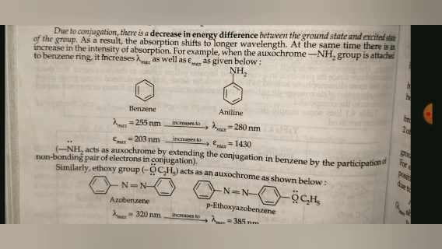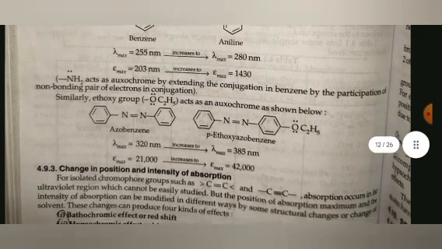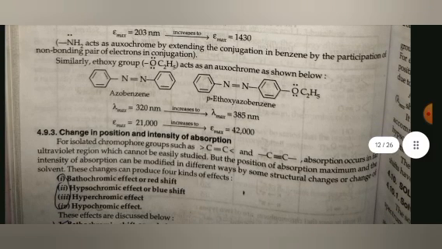For example, when the oxochrome NH2 group is attached to benzene, it increases lambda max as well as epsilon max, as given below. Lambda max equals 255 nanometer and increases to 280 nanometer, whereas epsilon max 203 increases to epsilon max 1430. NH2 acts as an oxochrome by extending the conjugation in benzene through participation of the non-bonding pair of electrons in the conjugation. Similarly, the ethoxy group acts as an oxochrome as shown below.